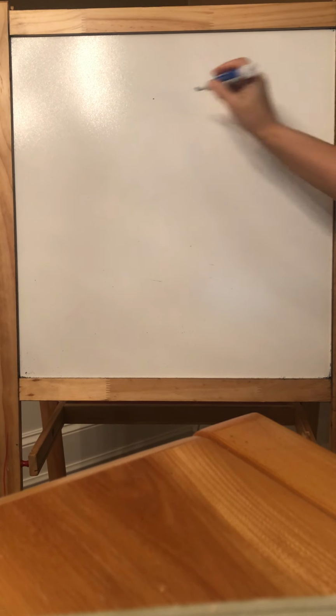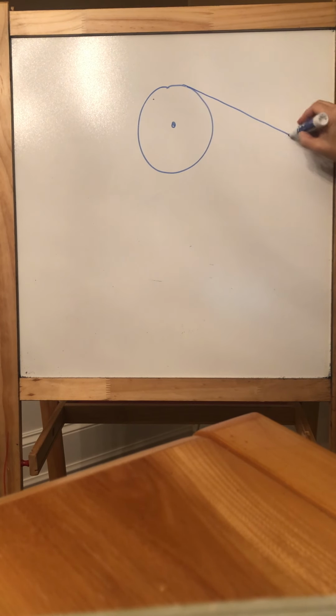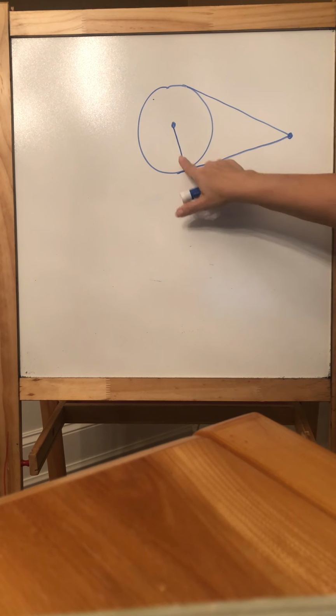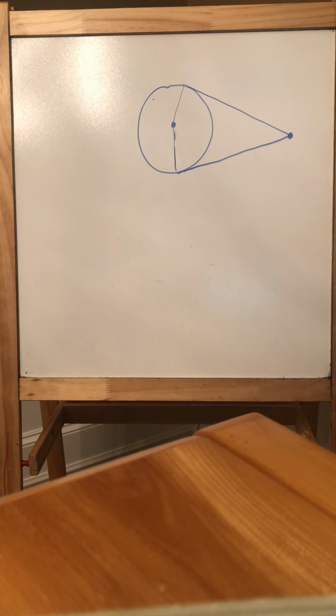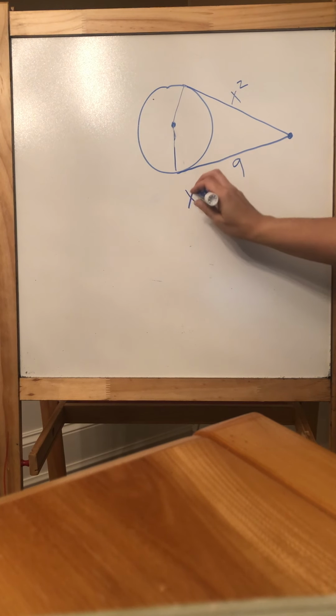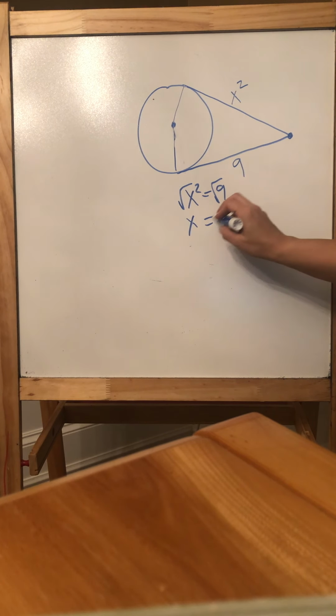All right. So, what if you had one that looks like this? Here's your circle, and here is your line of tangency. Here's our original point, and we're going to go ahead and draw radii to our points of tangency. And this one here is x squared, and this one is 9. How would you solve for x? You're going to do it the same way. Set them equal to each other. X squared equals 9. Take the square root of both sides. X equals 3.